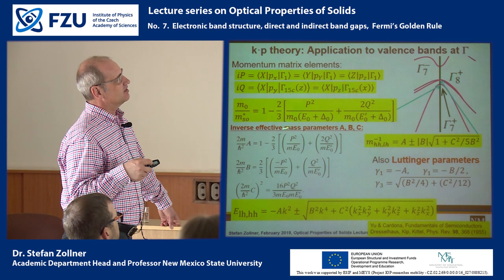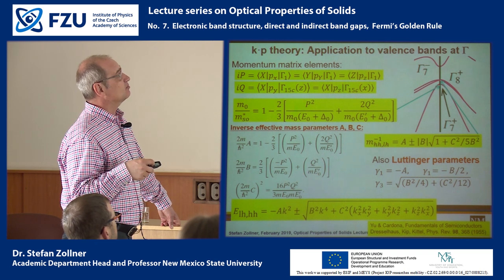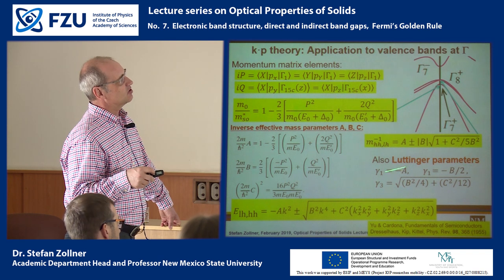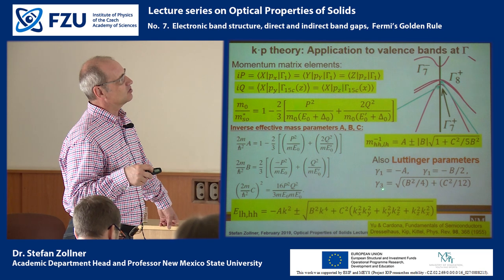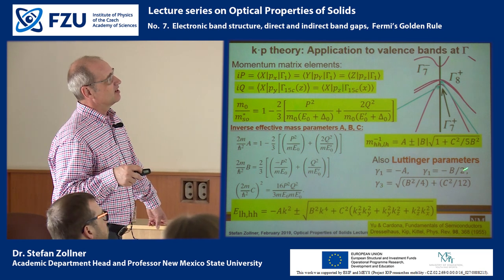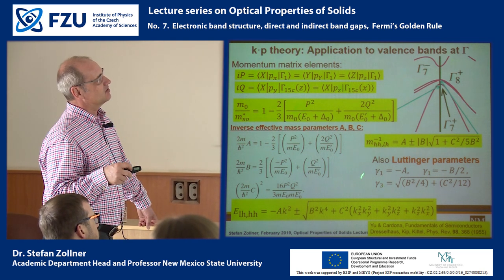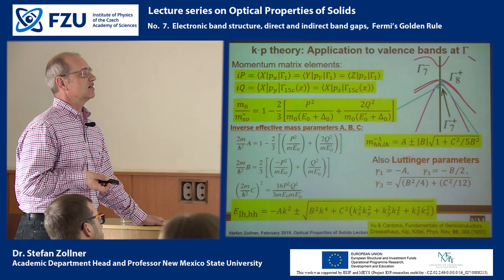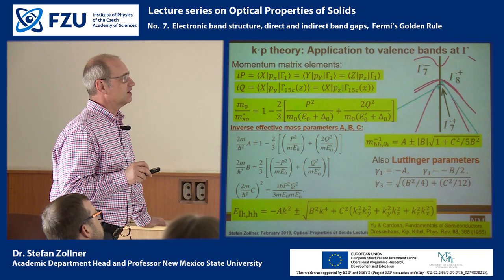Instead of seeing these Dresselhaus-Kip-Kittel parameters A, B, C, sometimes you also see the Luttinger parameters gamma 1, gamma 2, and gamma 3. But you see that these parameters are just another way to express the inverse effective mass parameters.